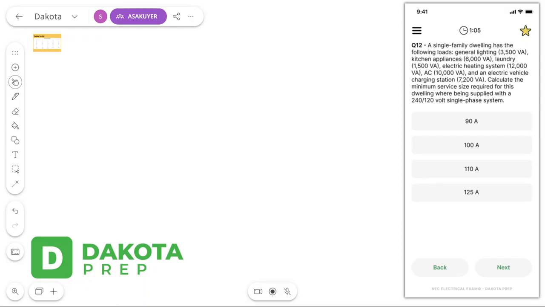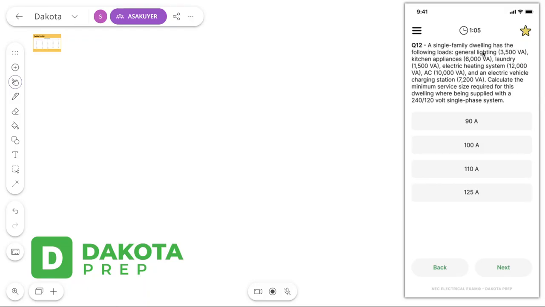So what size service do we need for this house? We're going to look at this question that says we have a single family dwelling that has the following loads: general lighting, 3500 volt amps, kitchen appliances, and a bunch more. We're just going to go through and start adding them up. Instead of reading all these, let's just jump into it.